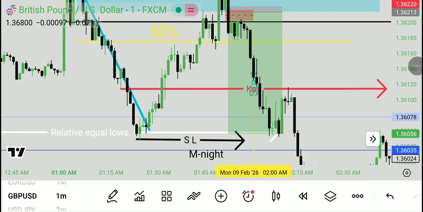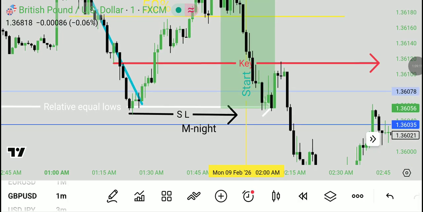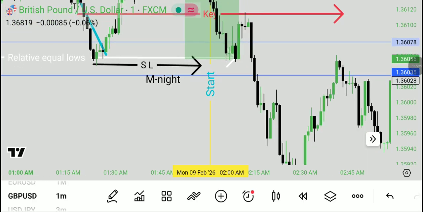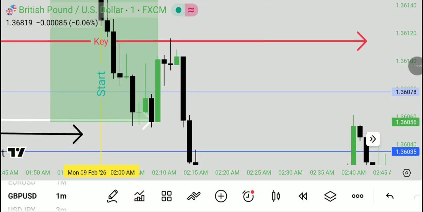You can also target the low that was found at the 50%. You can target midnight. You can target low, relative equal low. You can target social liquidity. You can target a key level. If you still want a key level, it's still beautiful.